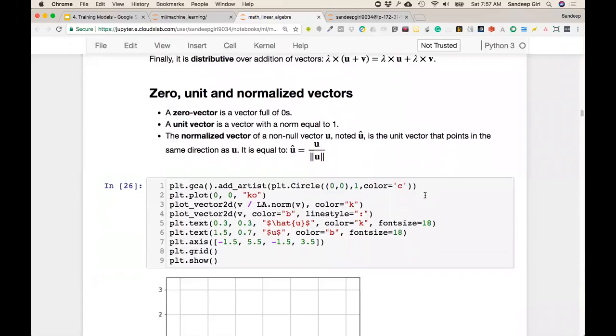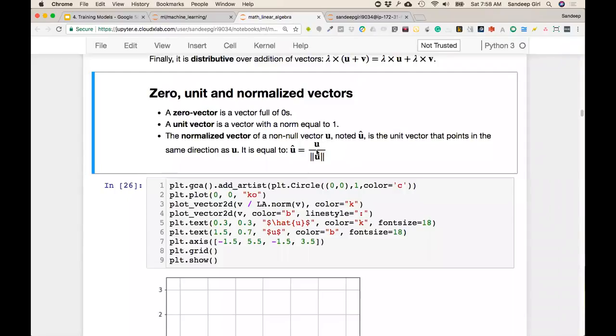All right, so the zero vector, unit vector, and normalized vector. The zero vector we have already used, and we have used the one vector multiple times. A zero vector is essentially a vector full of zeros. Sorry, a unit vector is something whose modulus or norm is equal to 1, meaning if you sum up all the squared values and take the square root, the result will be 1. And the normalized vector is basically a vector divided by its norm.